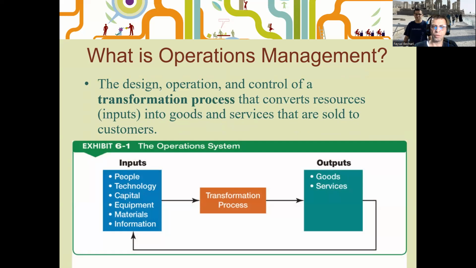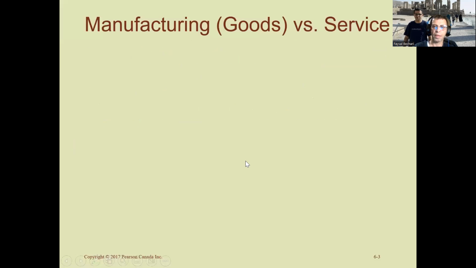So it's basically, if you look at it here, about inputs converted to outputs, and the inputs are people, technology, capital, equipment, material, and information, all in a balanced way. The transformation process will produce goods or services, or goods and services. So that's the operations system in general.